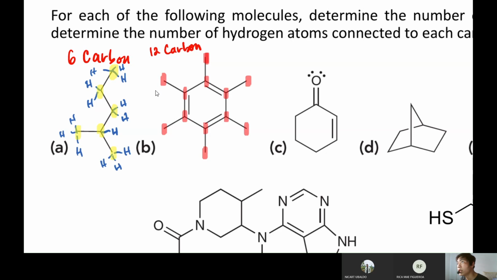Okay. Then, our task ngayon is to count the hydrogens. Okay. Dito, ilang hydrogens kaya meron diyan? Dito sa may cursor. Wala po. Wala na. Bakit kaya wala na? Kasi double bond yung isa. Ayun, may double bond na.